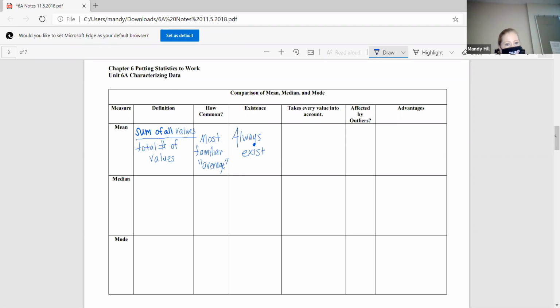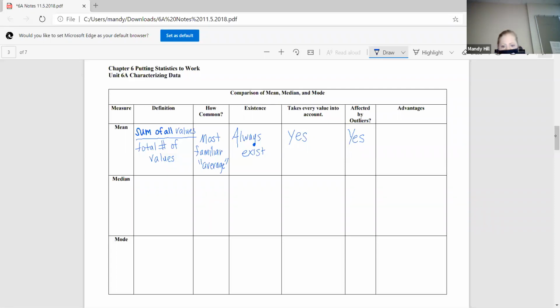Does it take into account every value? Yes. It's not like the median where you're crossing things off both sides. It's going to take into account every data value, even the outliers, right? Is it affected by the outliers? Yes, because we're adding up every number and dividing it by how many there are.